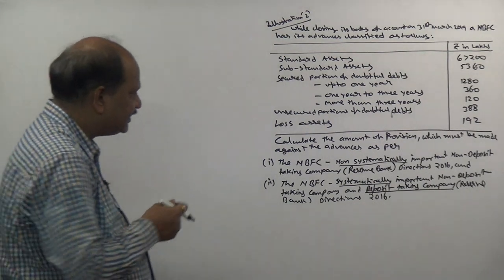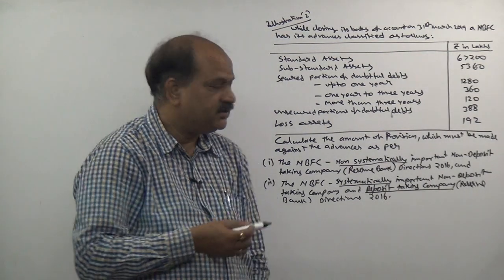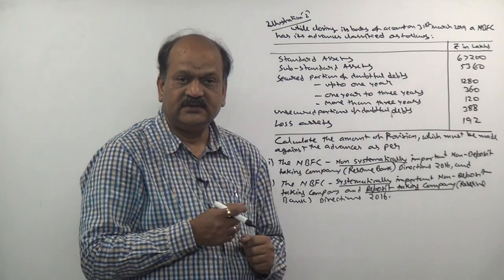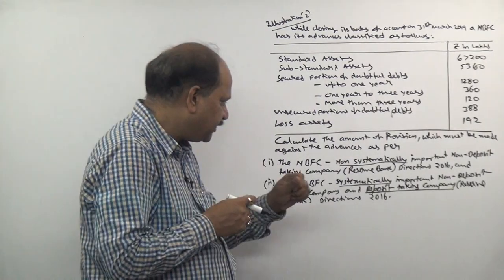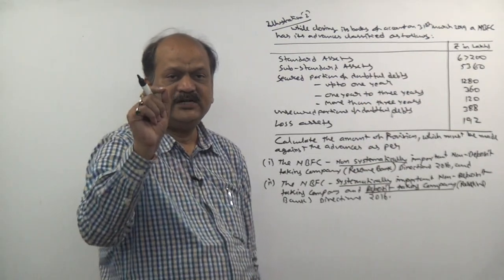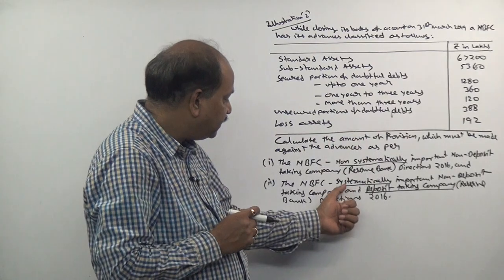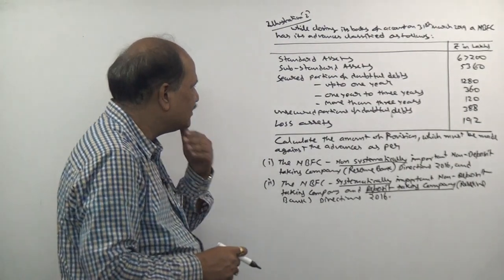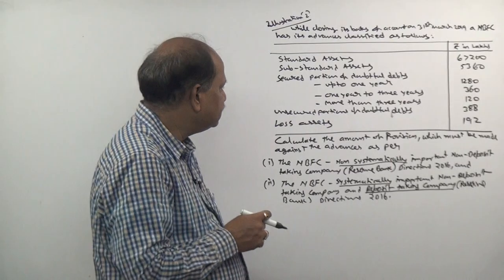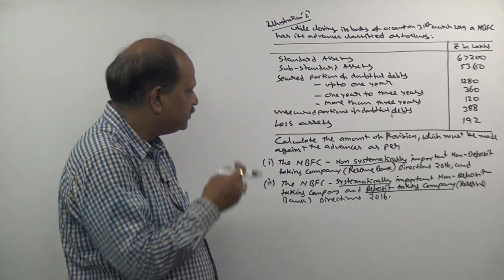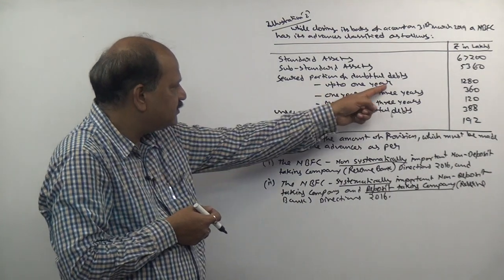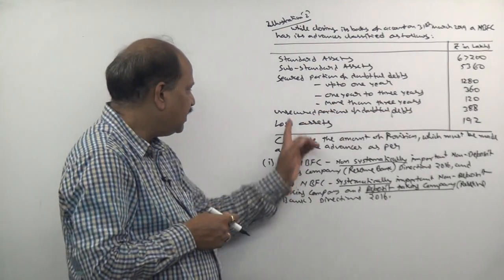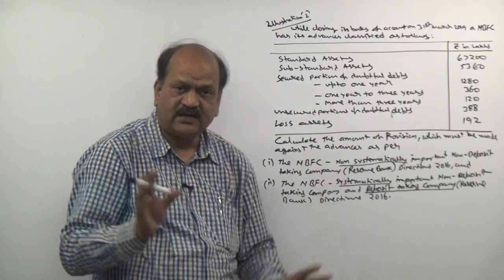In banking company, we used to take 0.4% under standard assets. But in case of the first one, non-systematically, this will only be 0.25%. And if it is systematically and deposit taking company, then this will be 0.35%. Sub-standard asset same 10%. Secured portion of doubtful debts, first case 20%, second case 30%, third case 50%, unsecured 100%, loss asset 100%.